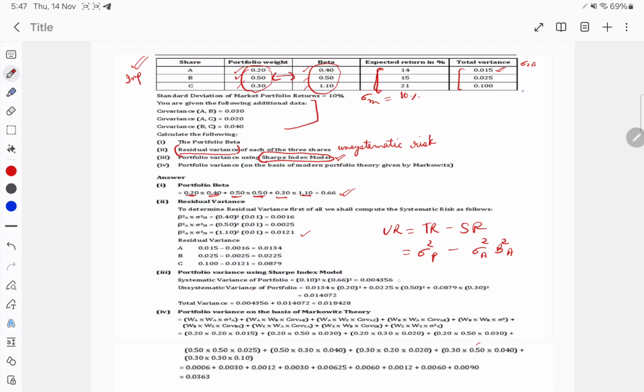You will first calculate the systematic risk of the portfolio, then you will calculate the unsystematic risk of the portfolio. And what is the variance using the Sharpe index model? It will basically be the sum of systematic and unsystematic risk.